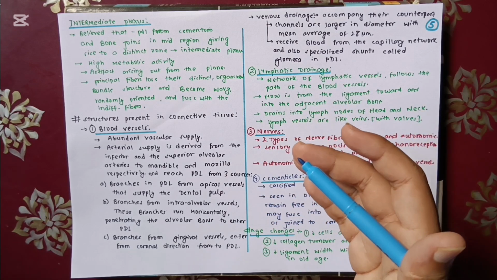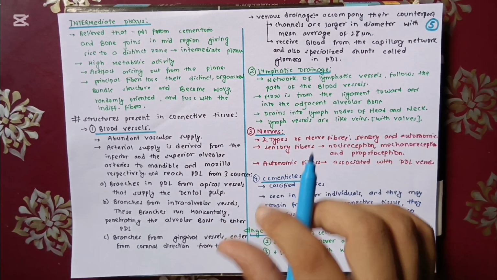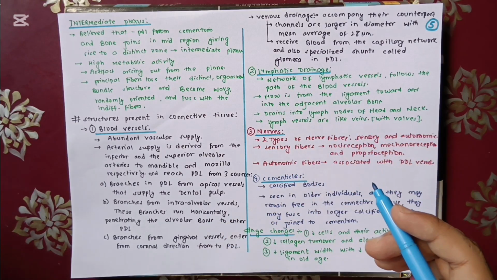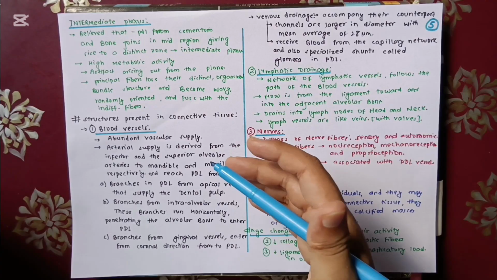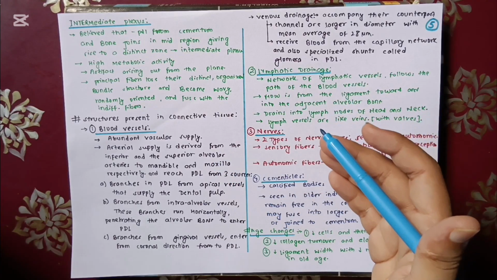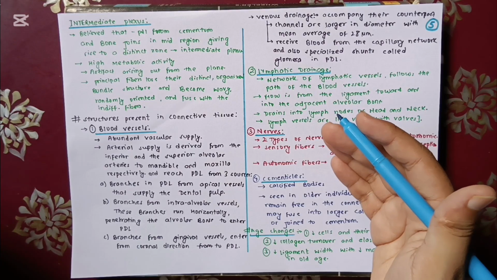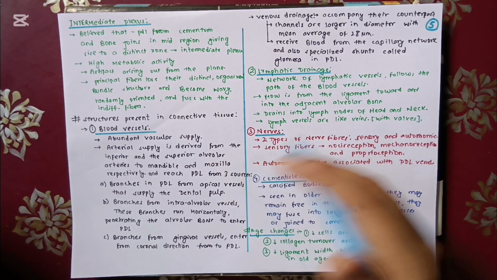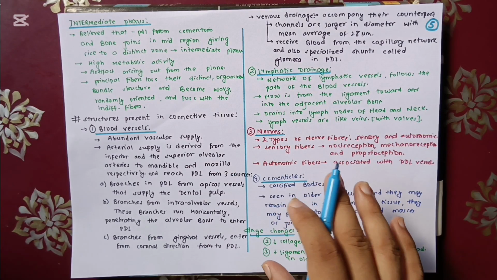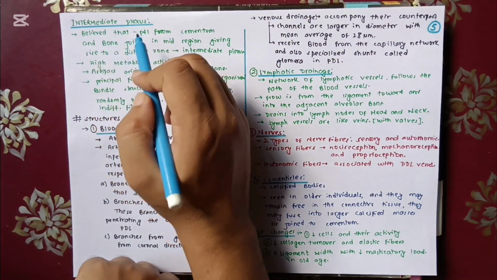Similarly, in another point you can write they are most numerous but smaller in attachment at the side of the cementum than that of the bone. So you can write a little bit about the transalveolar fiber and how they are formed. You can just mention it in such a way. After that, our next point: intermediate plexus.